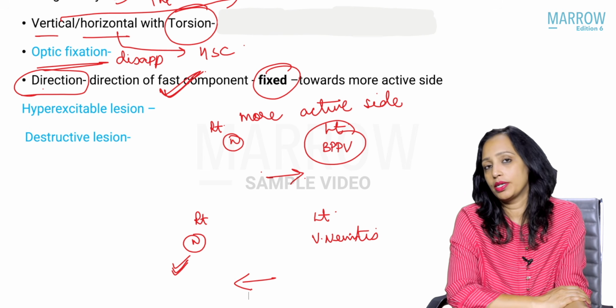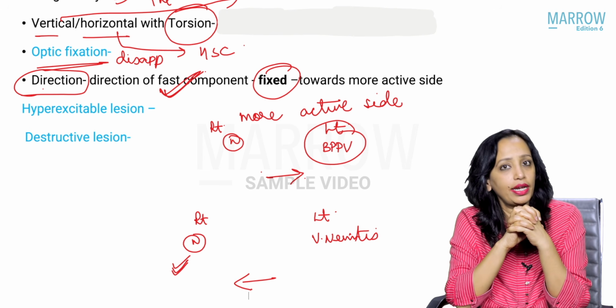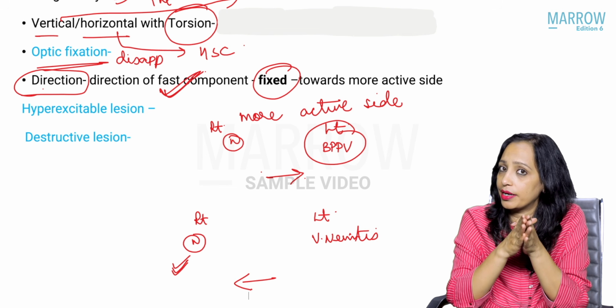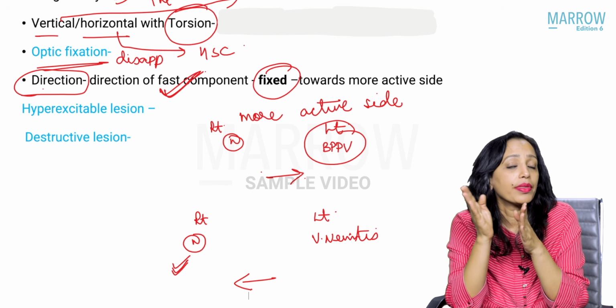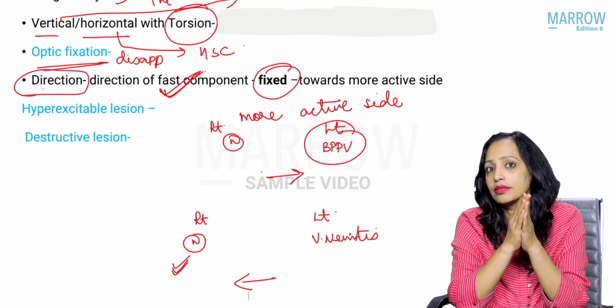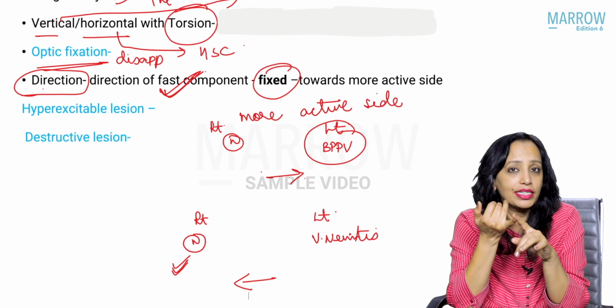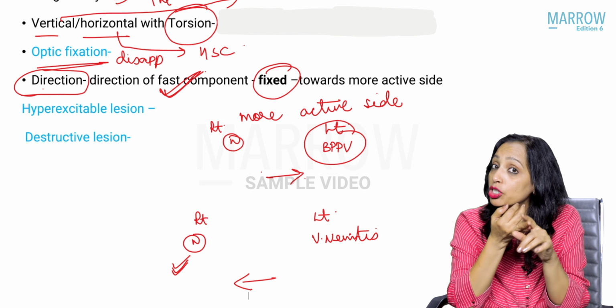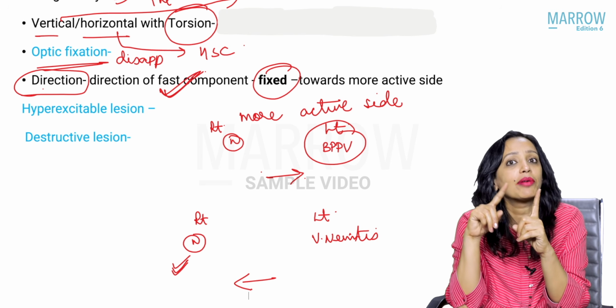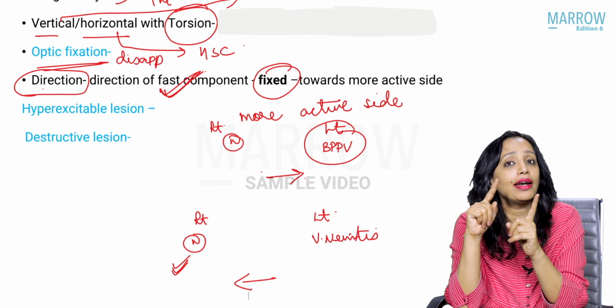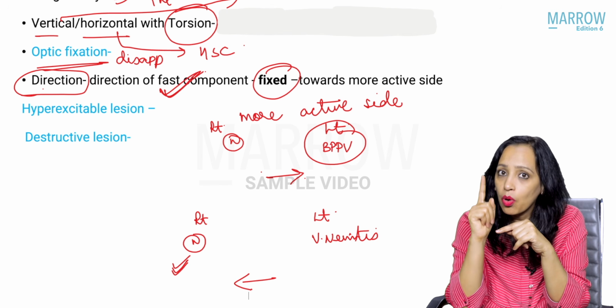Now, why is this important? Last year there was a question in your exam. This is a patient of vestibular neuritis with a horizontal nystagmus with torsion towards the right. Which side is the defective side? Yes, so we know vestibular neuritis is a destructive lesion and the nystagmus is always towards the more active side. So if in this patient there is a horizontal nystagmus towards the right, it means that the right is the more active side.